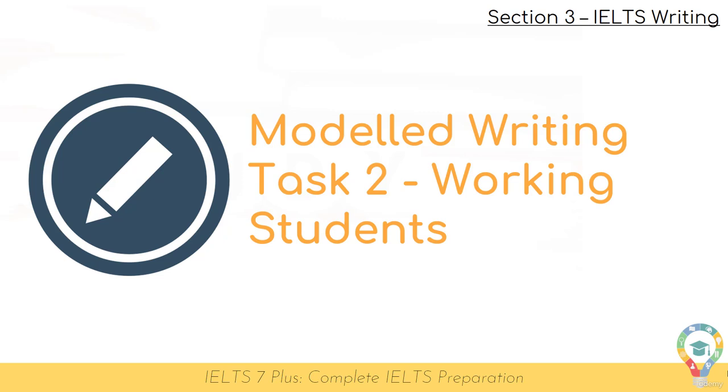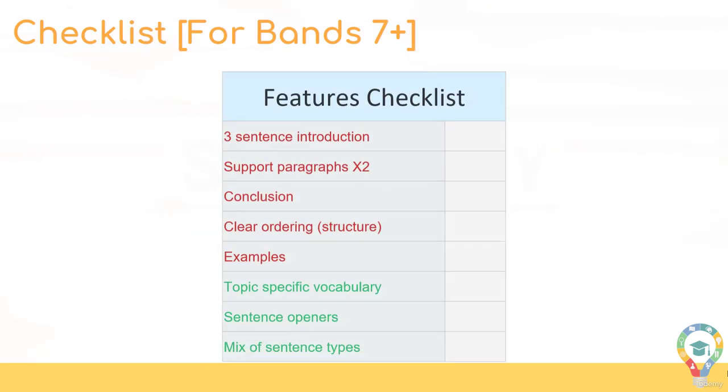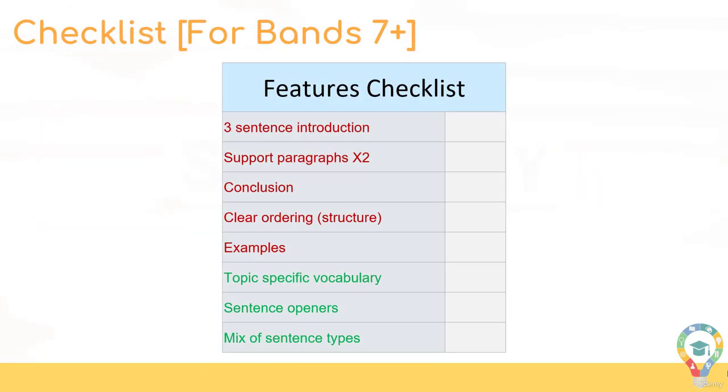So before we move on to take a look at our task 2 question, let's quickly remind ourselves what features we need to include in our essay. I need to include a 3-sentence introduction. I'm going to need 2 support paragraphs and a conclusion. In the conclusion, there may or may not be an opinion sentence.